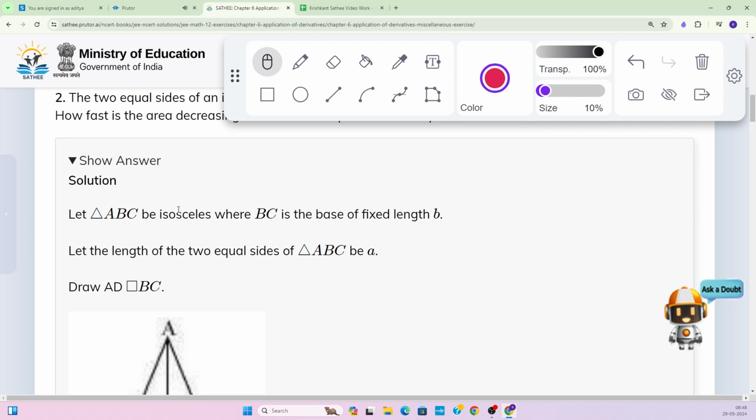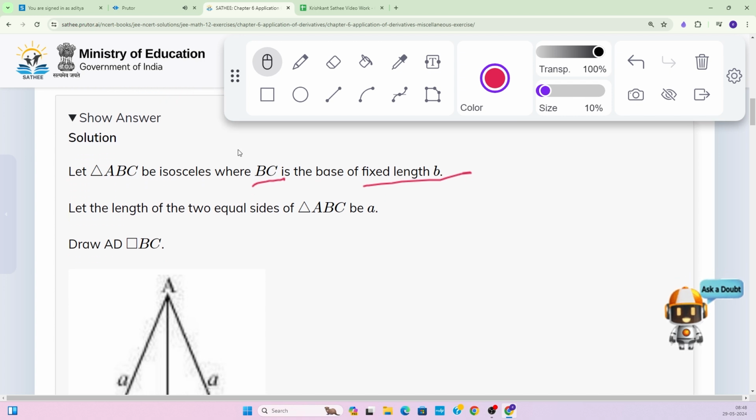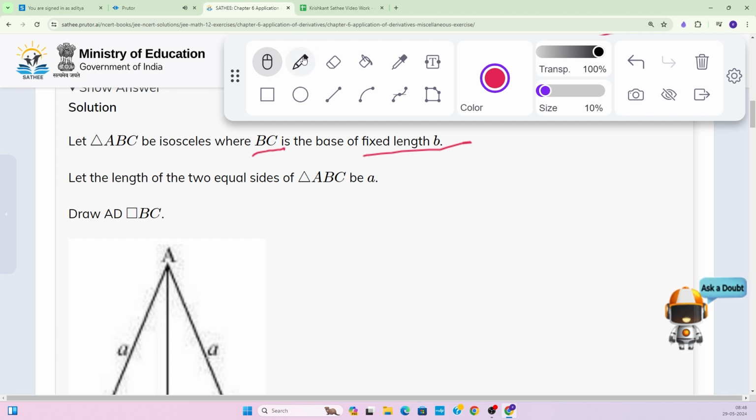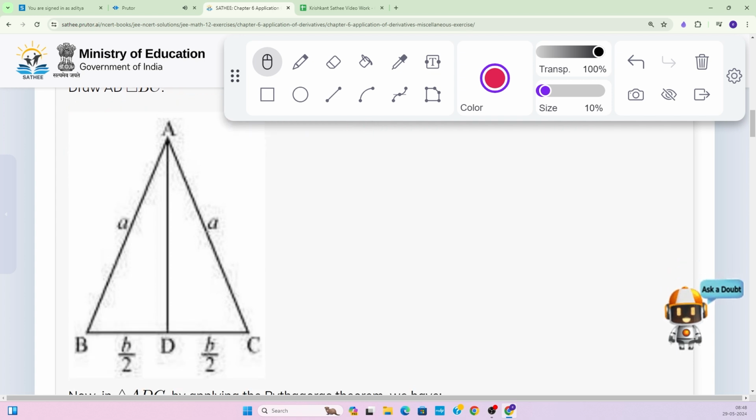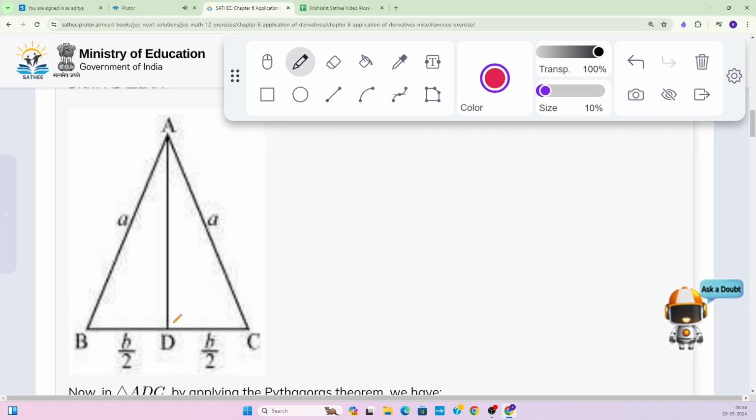If you are having isosceles triangle ABC, where BC we are taking as the base of fixed length b. Okay, BC with base b. Let the length of the two equal sides of triangle ABC be a. We are taking the other sides' length equal to a. Now what we will do? We will draw a perpendicular AD on BC, as you can see. This is your AD perpendicular on BC.